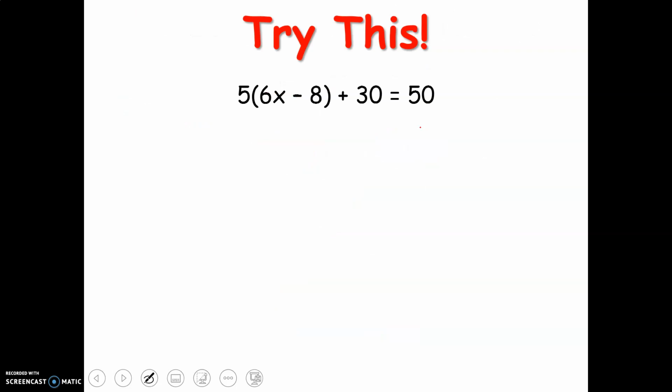Go ahead and try this one. 5 times (6x minus 8) plus 30 equals 50. Pause the video and give it a try. Check in with a neighbor or with the teacher when you're done.